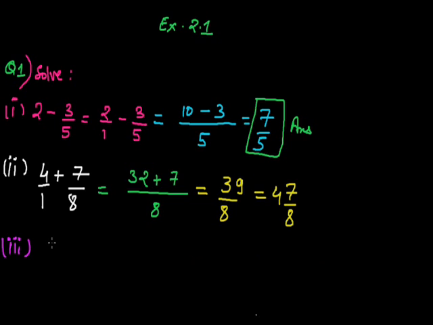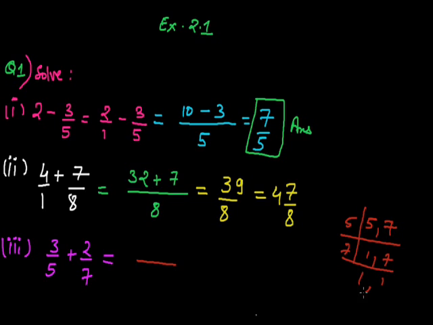Now the third part. In the third part we have to simplify 3 by 5 plus 2 by 7. Now here we are having 5 and 7, different denominators. No problem. We will take out the LCM of 5 and 7. Now if we take out the LCM of 5 and 7, it will be 35 only, since both the numbers are prime numbers. So first it will go by 5, then it will go by 7. So the LCM will be 7 into 5, that is equals to 35. Now here the LCM will be 35.